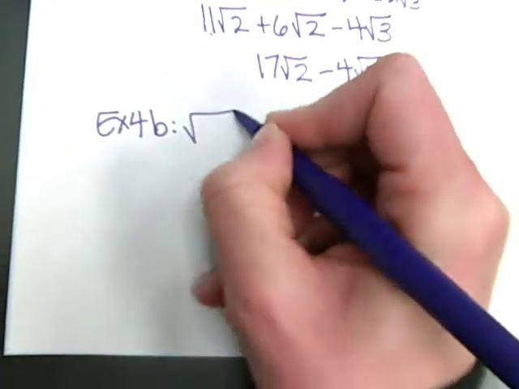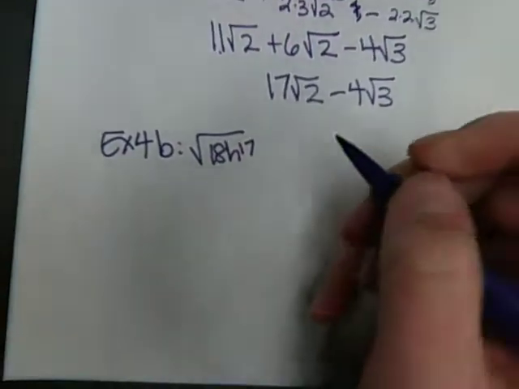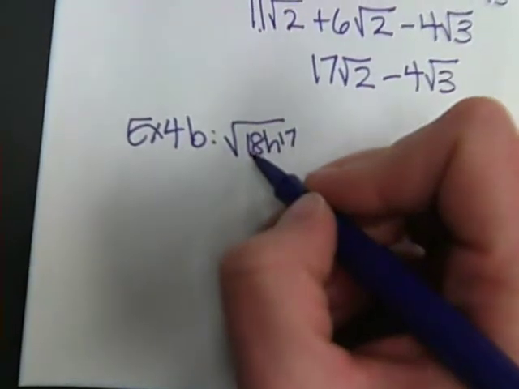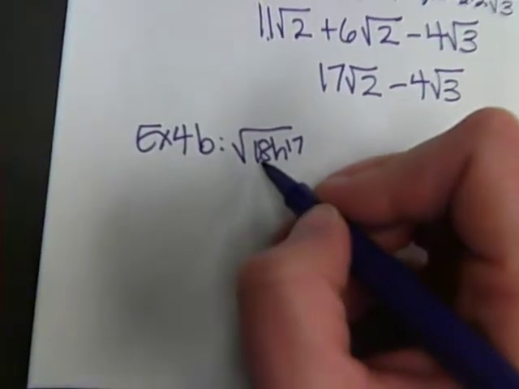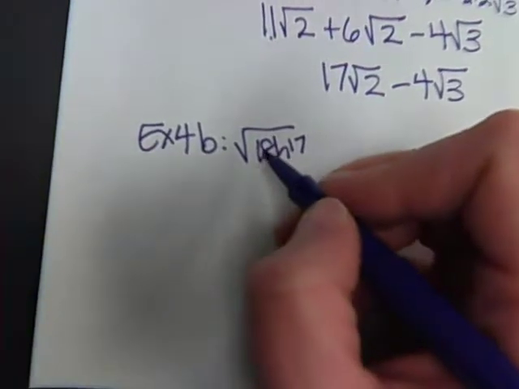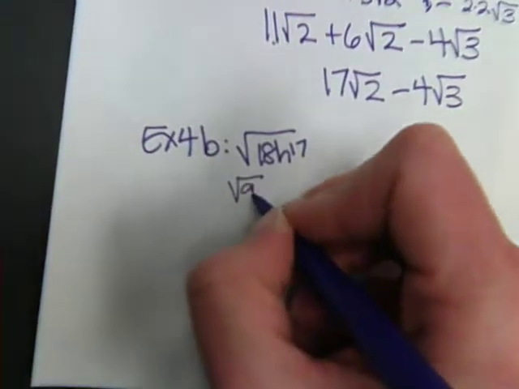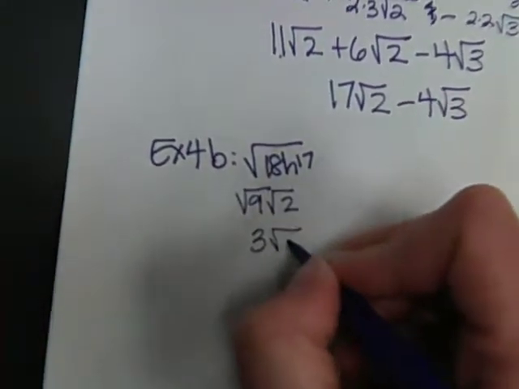They give us the square root of 18, h to the 17th. Now, I'm going to simplify this separately. I'm going to simplify square root of 18, and I'm going to simplify h to the 17th. I'm going to use perfect square method on this because I know 9, a perfect square, will come out of 18. So that'd be 3 square root of 2.